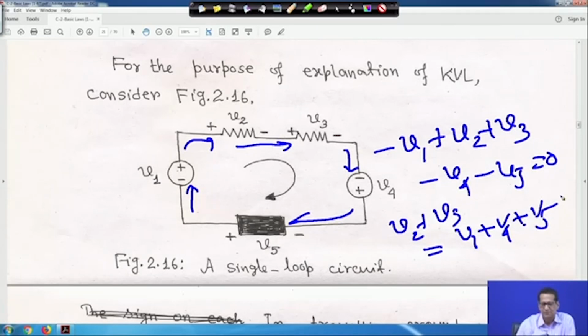This is the thing: because we have marked polarities, if you are moving clockwise, see which polarity you encounter first. If you move like this, first minus, so minus V1, here it is plus V2, encountering plus V3, minus V4, then minus V5 is equal to 0. Let me now clean this one.